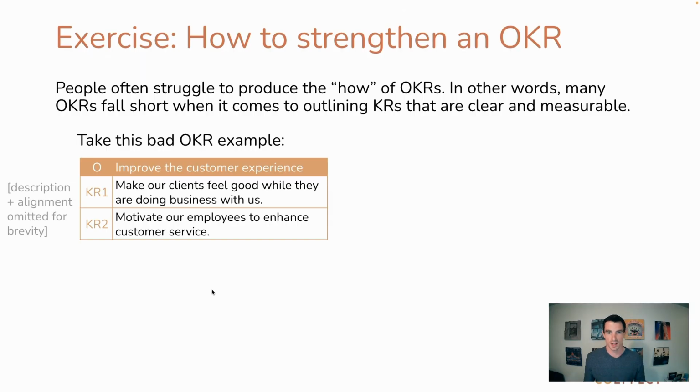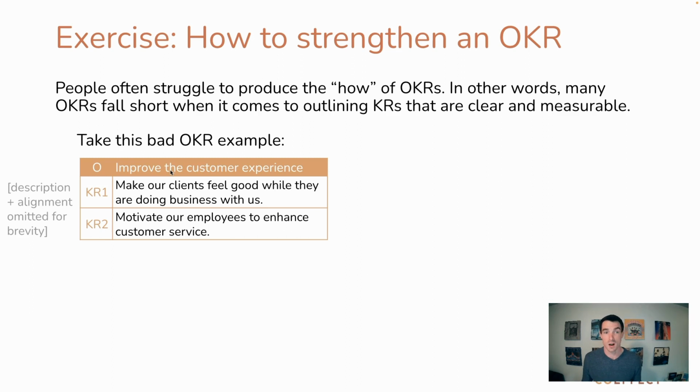So here's an exercise I want to lead us through. Let's make this OKR better. Here's an example of a not super great OKR. For a business, and actually for many nonprofits, you might want to improve the customer experience, which is a great goal. And maybe this organization said, okay, we need to make our clients feel good when they're doing business with us. We need to motivate our employees to enhance customer service. This is okay, but it can definitely be improved. So maybe pause this and think about ways that this could be made better.